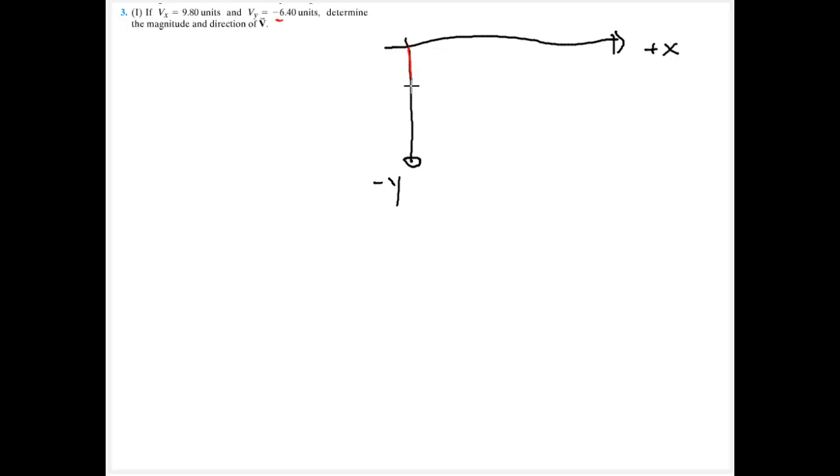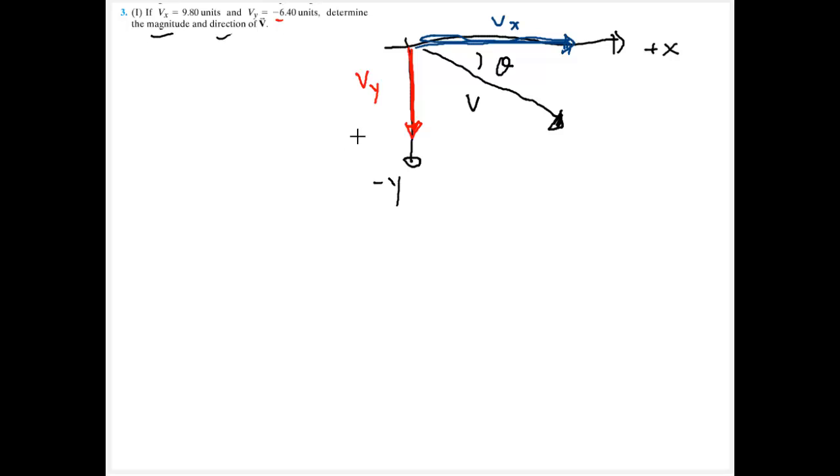I'll start with Vy. That's going to be 6.4 units, kind of arbitrary units, in that direction, in the negative y direction. The x component is going to be 9.8 units in the positive x direction, so I'll draw that guy like that. And I'm looking for, what is this vector v? So I'm looking for both the magnitude, the length of it, as well as the direction of it.